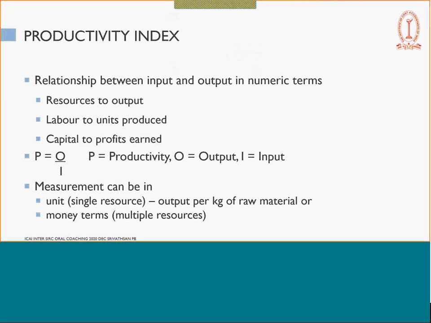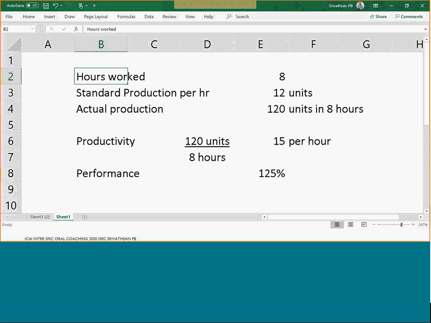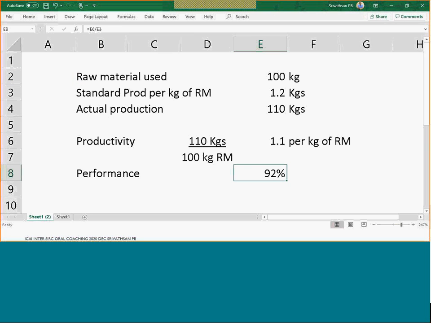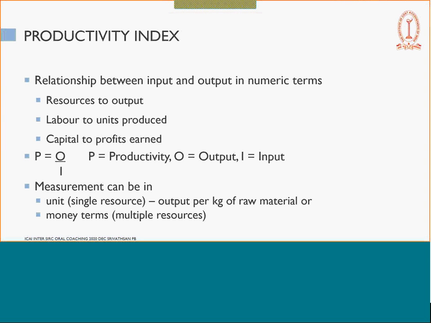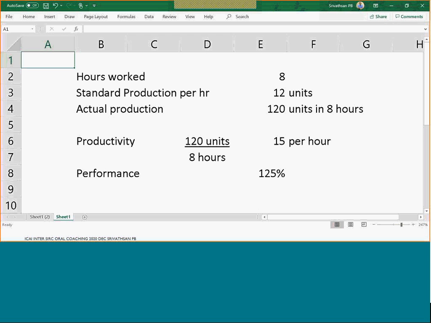Measurement can be done in terms of units. When you take a single resource, say labor, this is just labor based productivity. This is raw material based productivity. You can also base it on ingredients. So I have to do it based on all these ingredients, material and labor. One is in hours, the other in kgs. How to combine both? You actually use money value for multiple resources. Measure the value of all this.